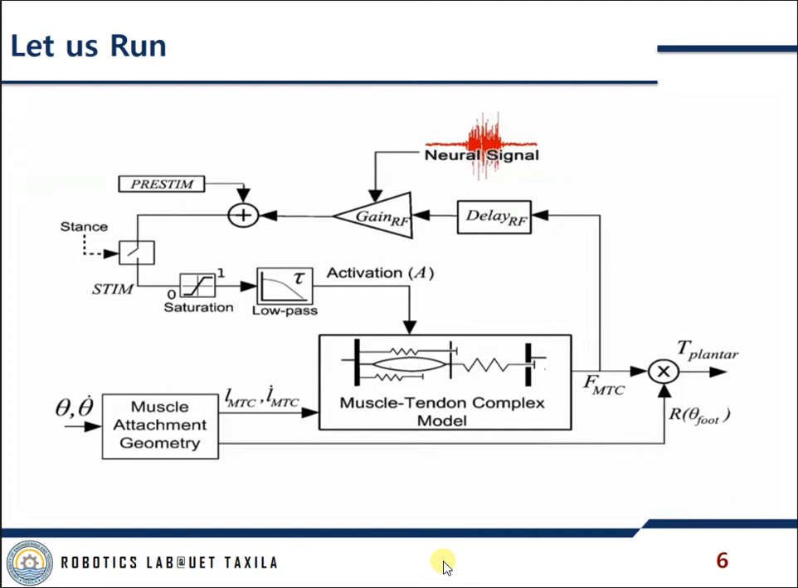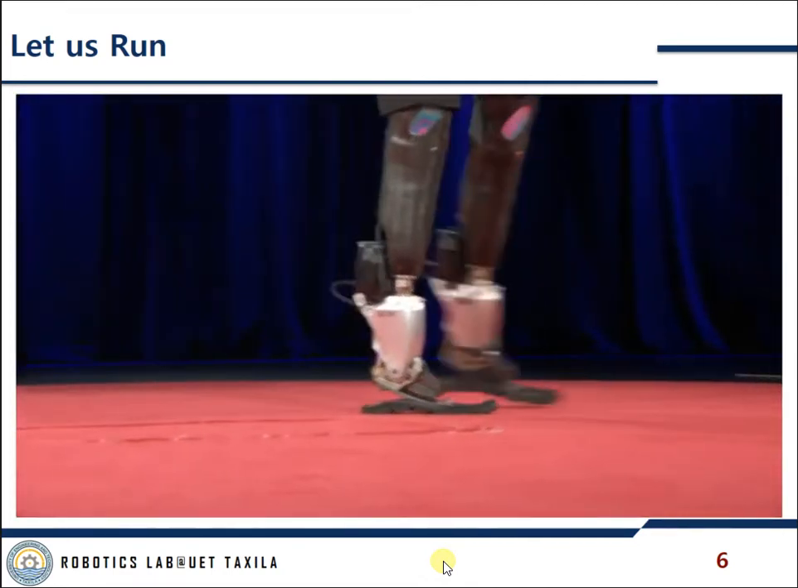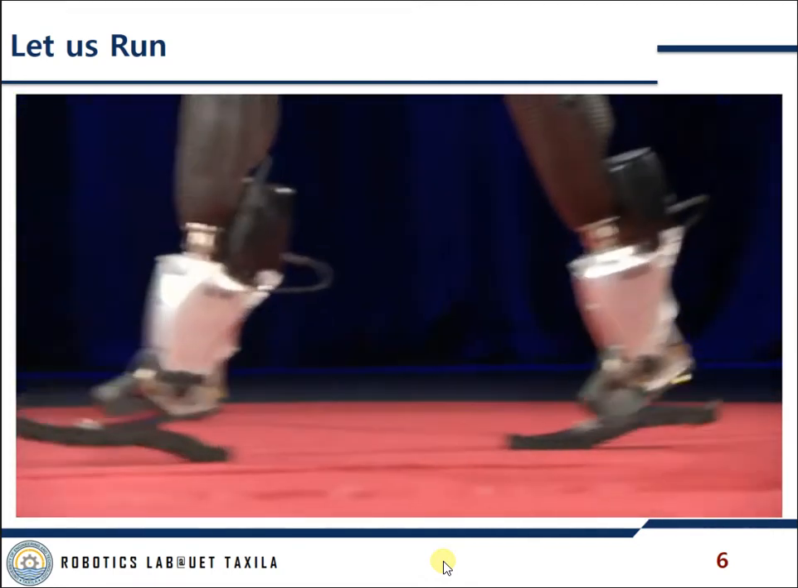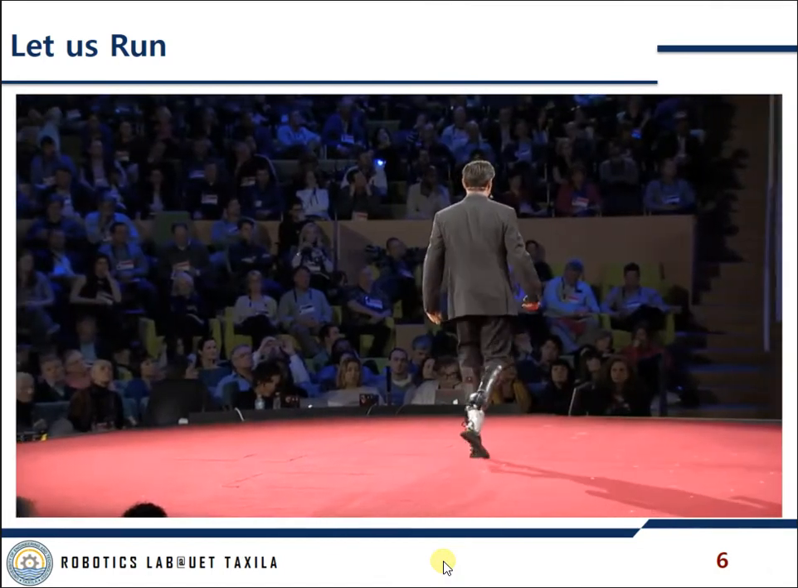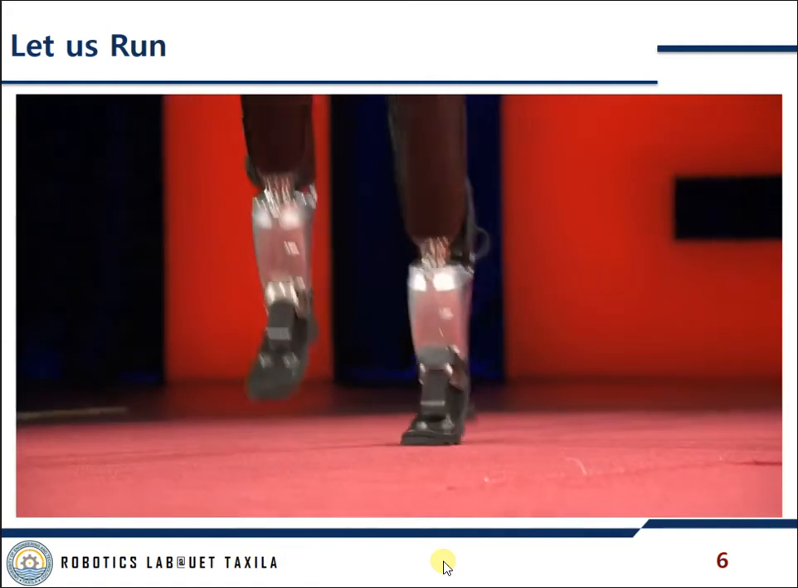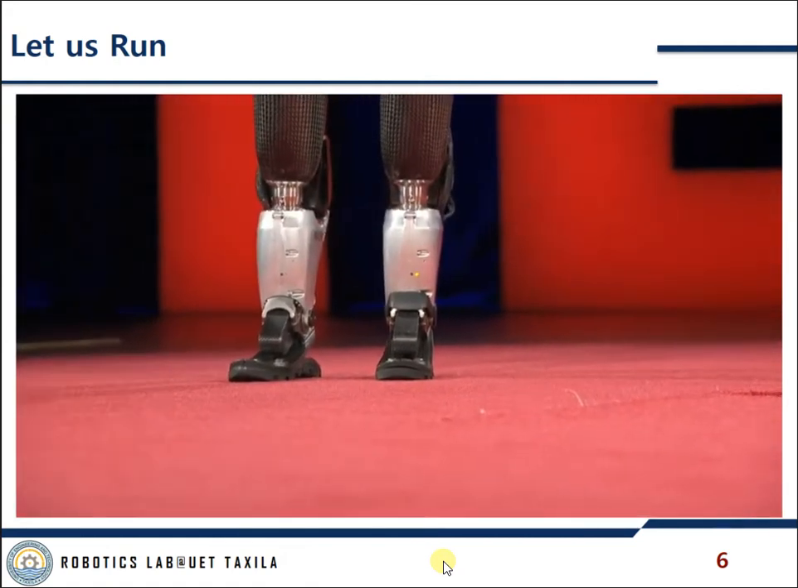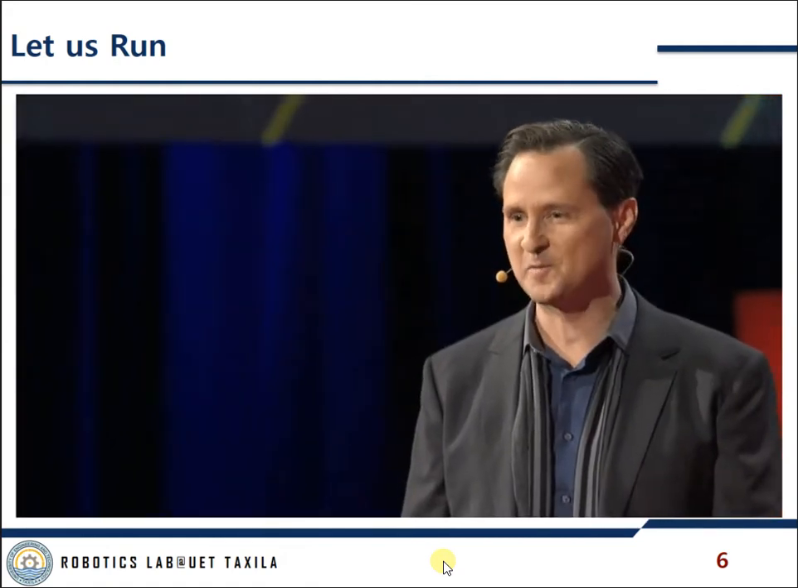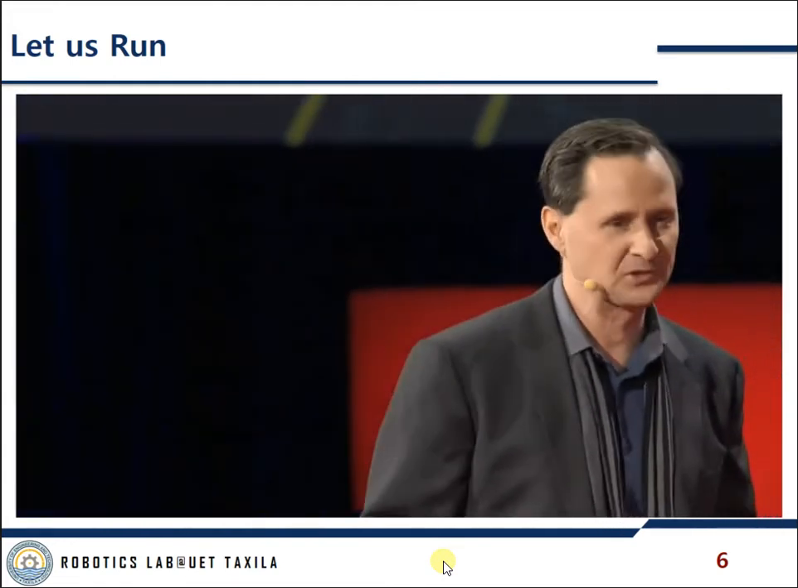So when I relax my muscles in my residual limb, I get very little torque and power. But the more I fire my muscles, the more torque I get, and I can even run. And that was the first demonstration of a running gait under neural command. Feels great.